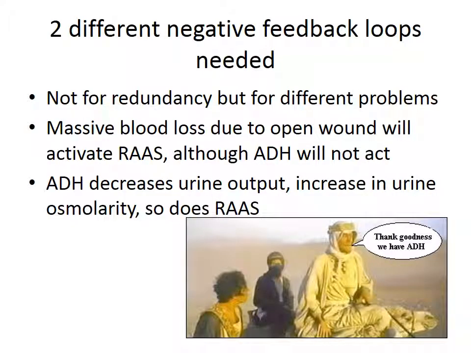We do need two different negative feedback loops. It's not for redundancy, but for different problems. A massive blood loss due to an open wound will activate the RAAS system, although ADH will not act. ADH will decrease urine output and increase urine osmolarity, and so does RAAS. But notice that the reasons are different.